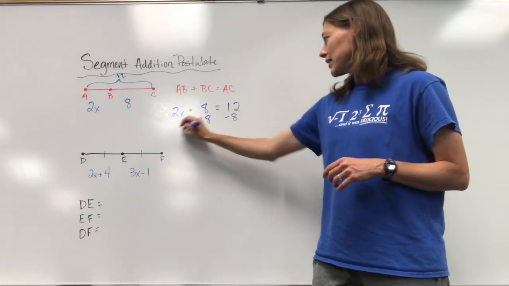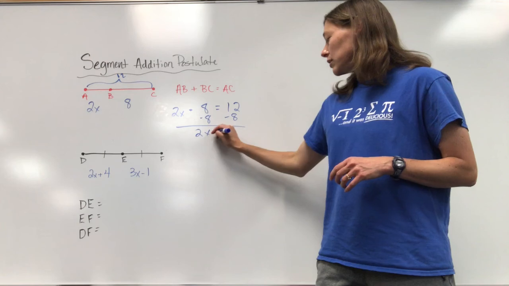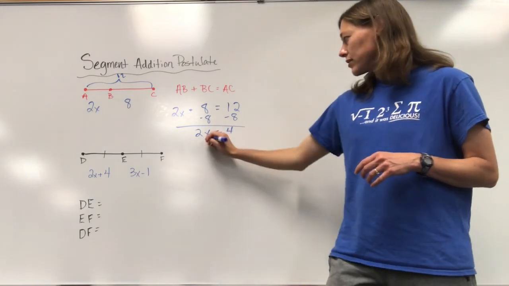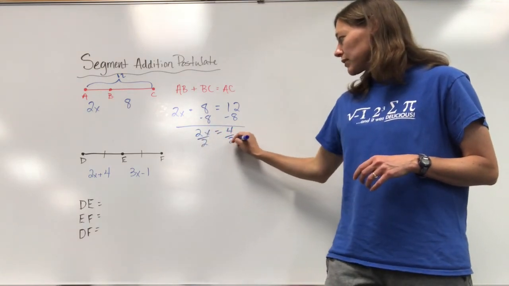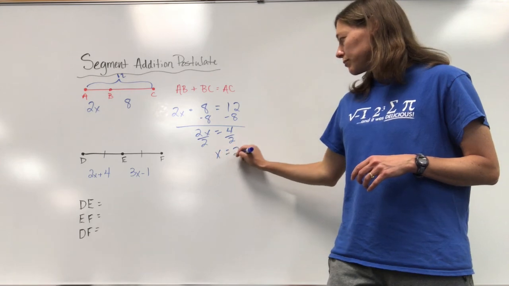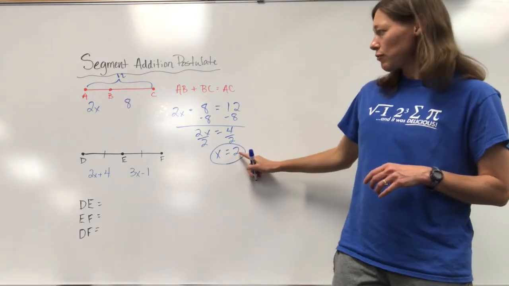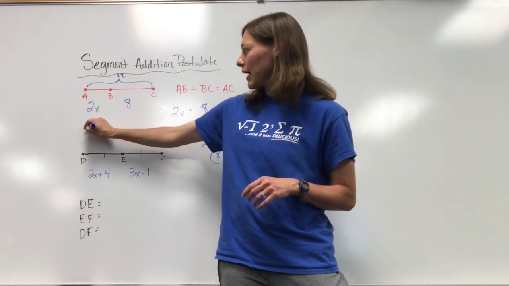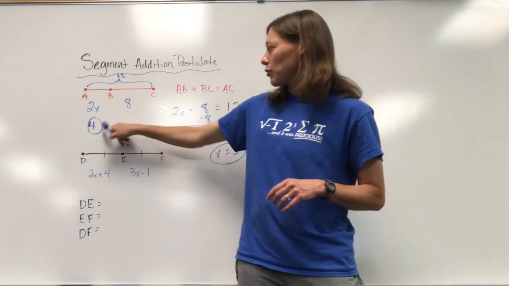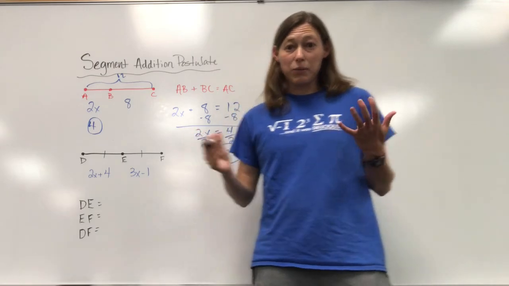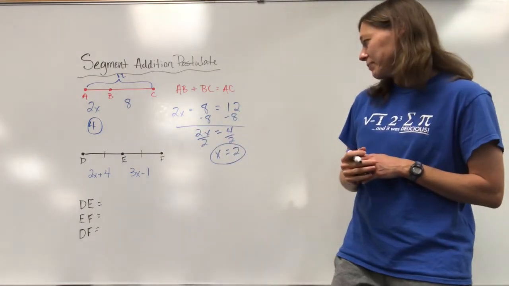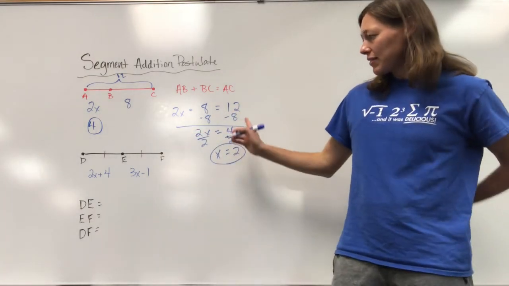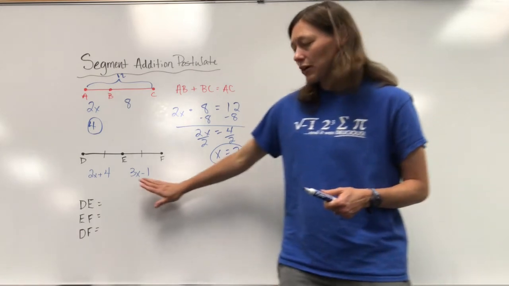You guys all know how to solve because you loved algebra. And we get x is equal to 2. So therefore, x is 2, so then 2 times x, that means our AB is 4, and 4 plus 8 is 12, so we did that right. That's easy.